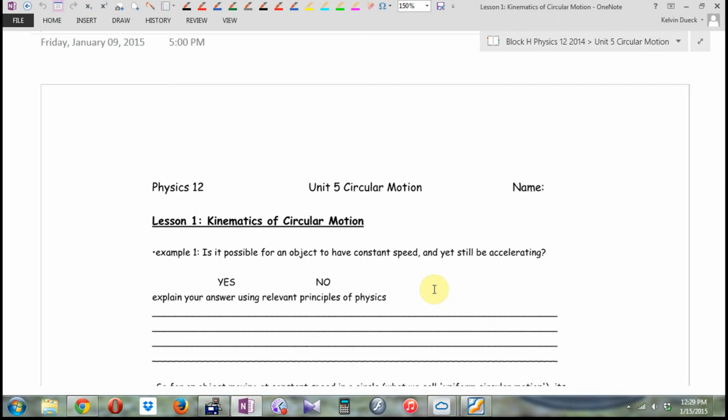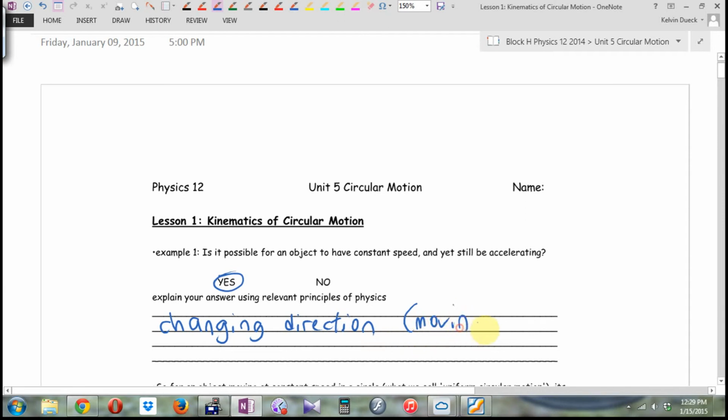Alon. Because all vectors have 2 components. They have magnitude and what? So if the magnitude, the speed, isn't changing, what can be changing? Direction. Changing direction. Moving in a circle is a great example, Alon, a terrific example.